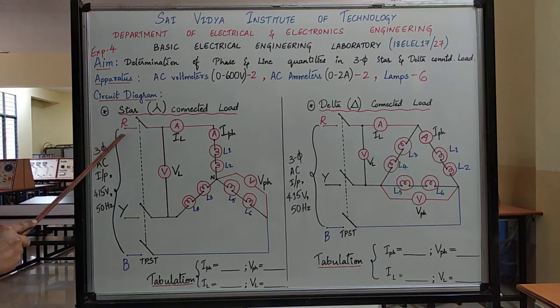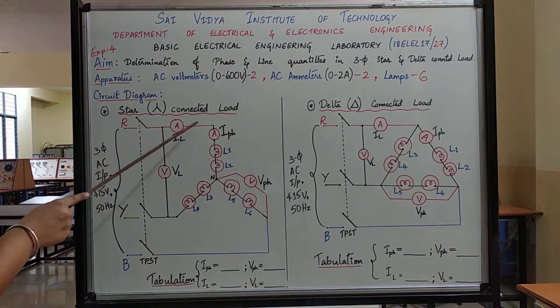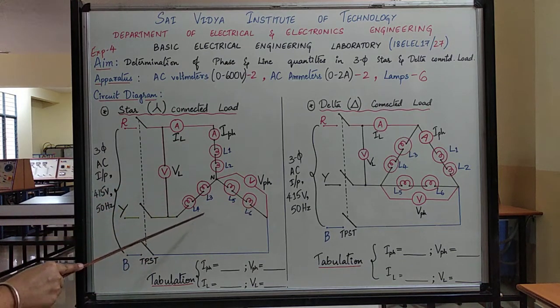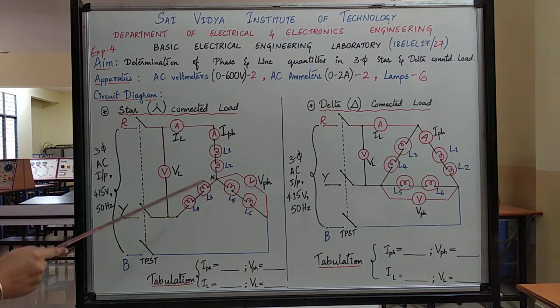So we know it is a 3-phase AC input supply, which has 415 volts and 50 hertz. So between RY we have 415 volts, between YB we have 415 volts, and again when we measure the voltage between B and R, we will have 415 volts. And there is a TPST switch to control its operation. And then the whole of this is a star connection. We have learned it just a few seconds ago.